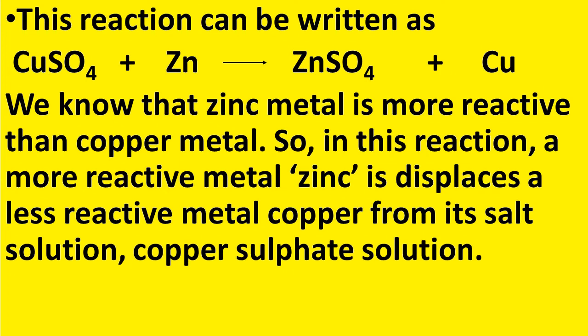We know that zinc metal is more reactive than copper metal. How do we know that? Because zinc is placed above copper metal in the reactivity series. So in this reaction, the more reactive metal zinc displaces the less reactive metal copper from its salt solution, that is copper sulfate solution. So copper sulfate changes into zinc sulfate because zinc displaces copper from its solution.